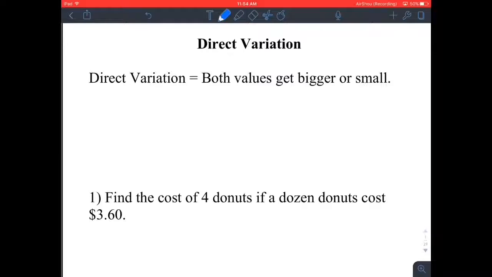Example, the number of items you buy, as that gets bigger, the amount of money that you spend is going to get larger. Another example, moving in the opposite direction, things getting smaller. The smaller your waist is, the smaller amount that you're going to weigh in general.